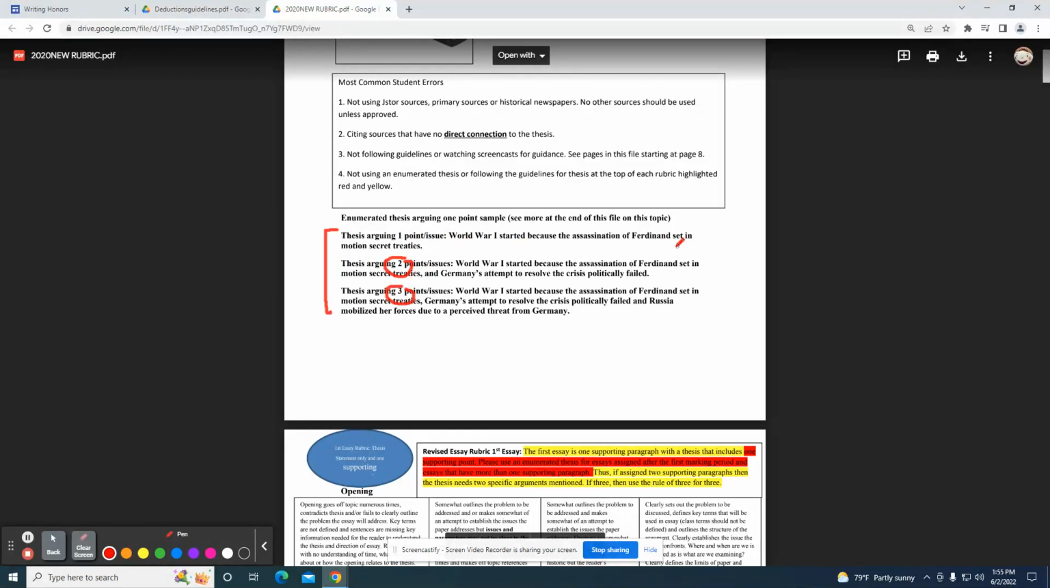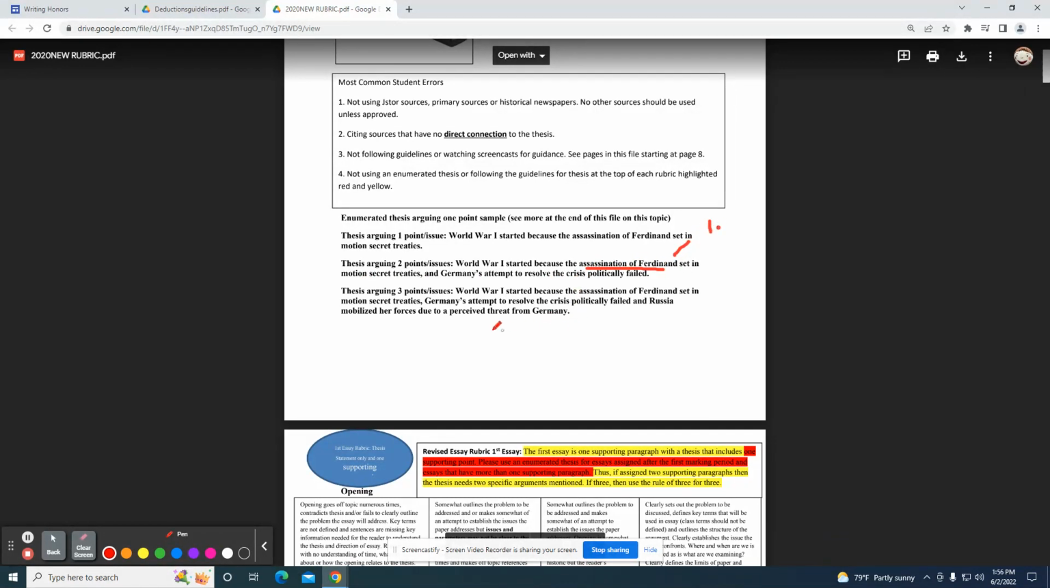So World War I started because the assassination of Ferdinand set in motion secret treaties. So that's the thesis. It's just one point. Notice when we look at sample number 2, we have secret treaties, and then Germany's attempt to resolve the crisis politically failed. So if you are asked to write 2 supporting paragraphs, I will be looking for 3 sources on the secret treaties after the assassination of Ferdinand. That would be paragraph 1.